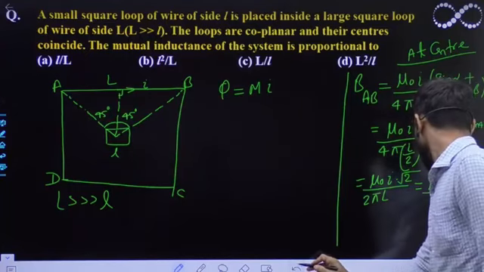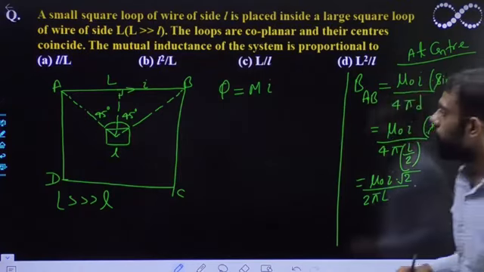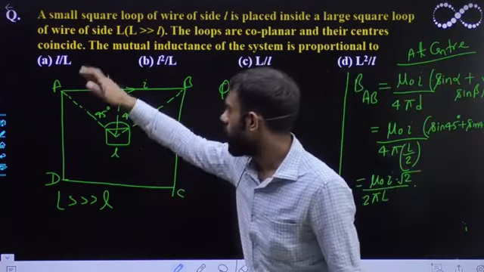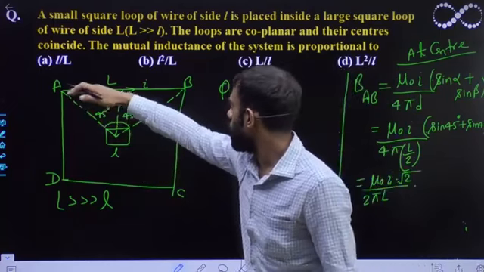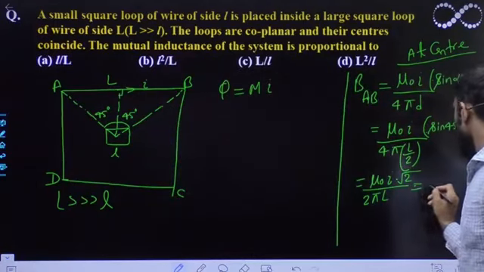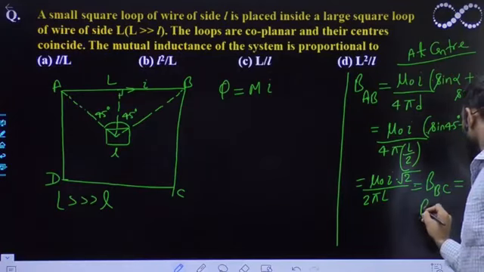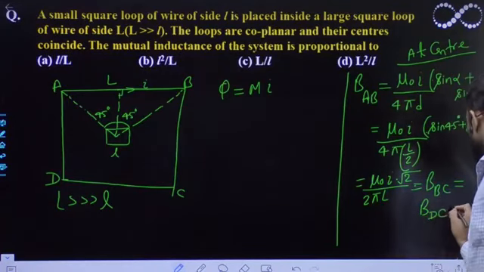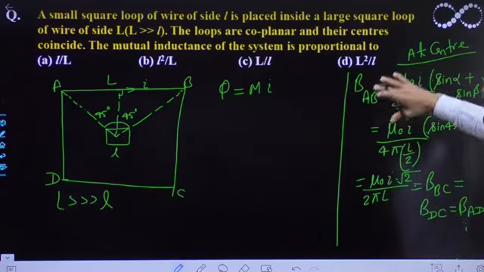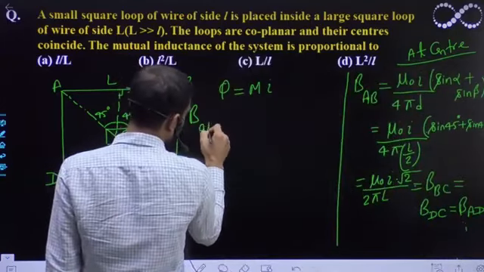Okay, let us leave it. So we are getting the magnetic field due to AB as this. This will also be equal to that due to BC, CD and AD, because the center is symmetrical with respect to AB, BC, CD and AD. So I can say the magnetic field due to BC is equal to that due to DC, and that is also equal to that due to AD.